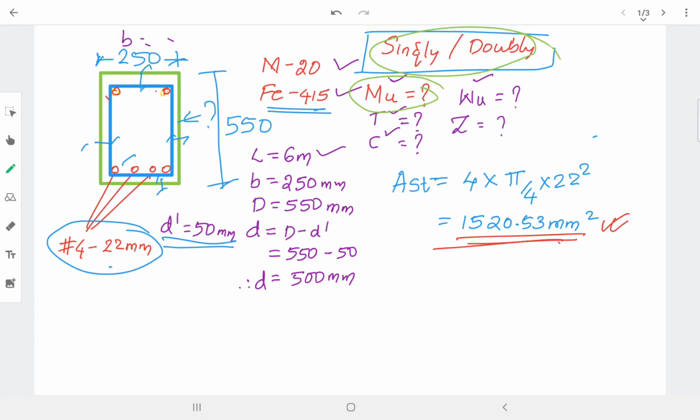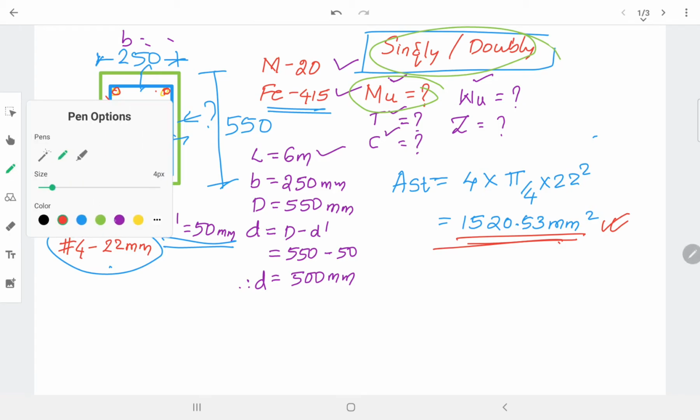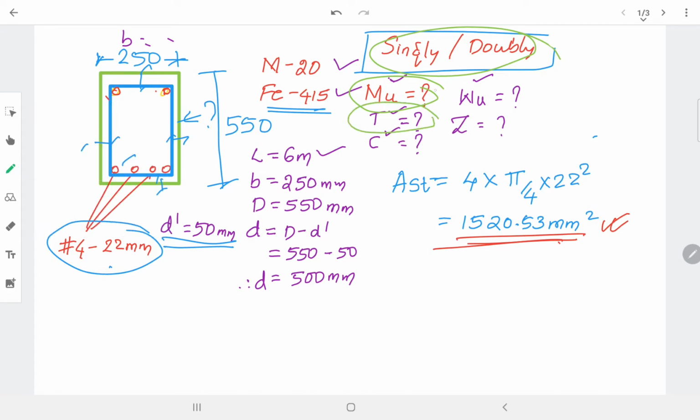In the last session, we discussed the calculation of moment of resistance. As we have taken this condition, we got Mu, which we already calculated in the last video. Just go through that. Here we need to calculate the values of T, C, W, and Z in this session. In the previous session we discussed what exactly the condition was.